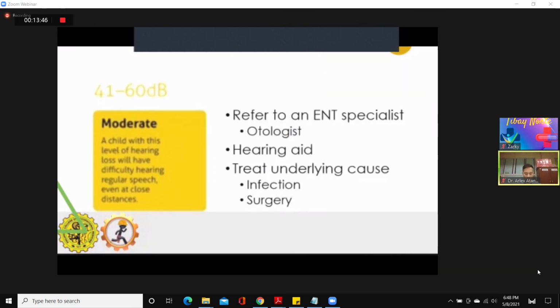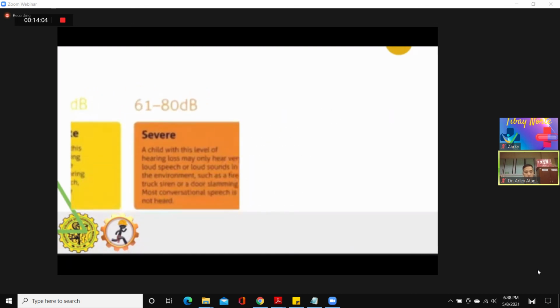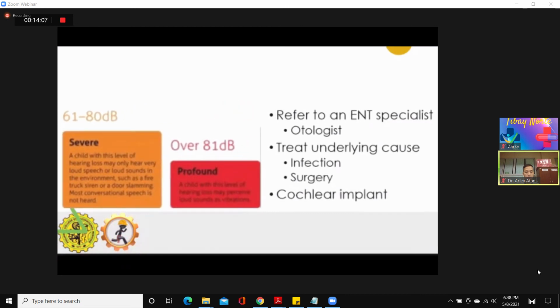For moderate hearing loss, we advise referral to an ENT specialist or an otologist. They may advise hearing aid use, but it is important to treat the underlying cause of hearing loss, such as infections. Sometimes, for prolonged infection, surgery may be advised. For severe and profound hearing loss, again, it is safer to refer to an ENT specialist or otologist. Treat the underlying cause. You may mention that for this type of hearing loss, a cochlear implant may be advised.